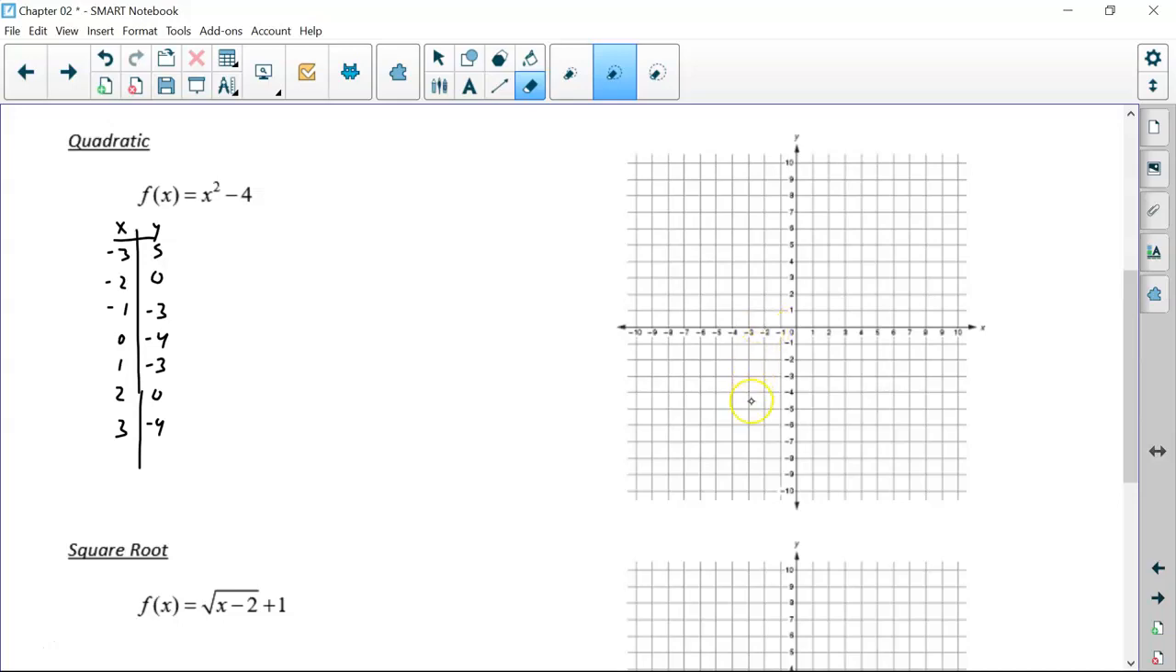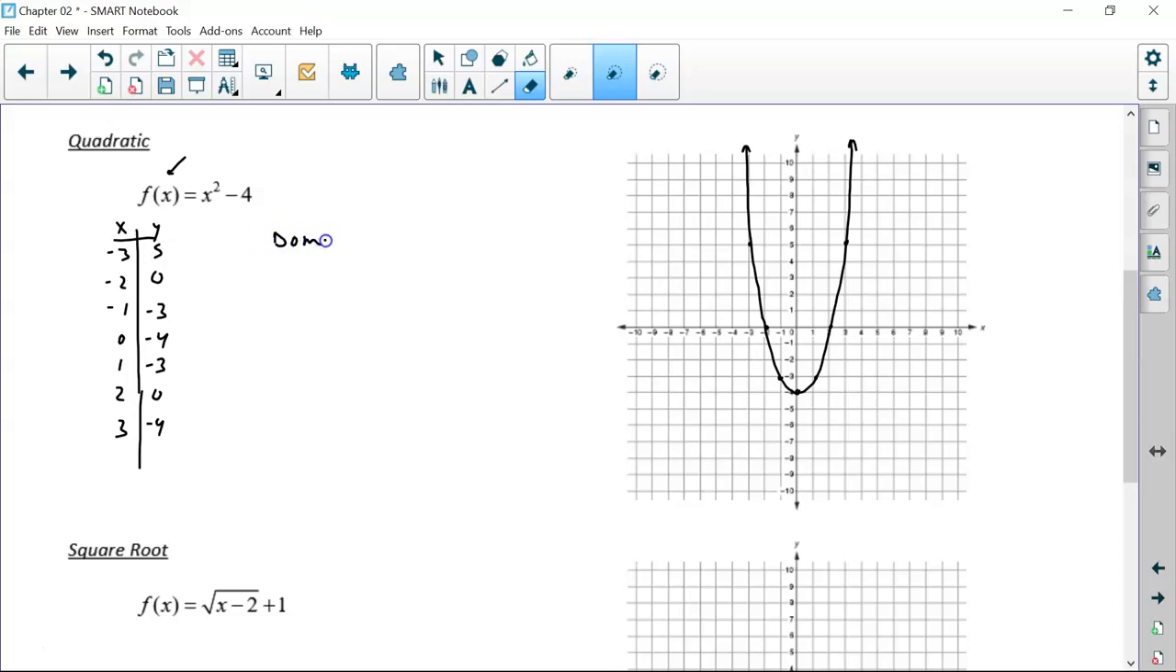So we're at -3, we're at 5, -2, we're at 0, then we're at -3, -4, and so forth. Now, because it's f of x, it's a function, it's continuous. There's our graph.